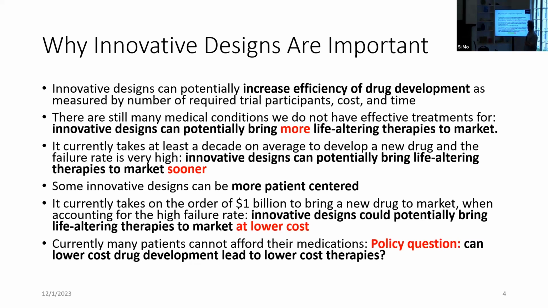And here's a policy question, if we have time for discussion, and I'm not a policy expert, I'm an oncologist and a mathematician: currently many patients can't afford their medications. So the policy question is, if we were to reduce the cost of developing drugs with innovative designs, could the cost of medicines come down, or would that money just be pocketed by the companies? Next slide, please.